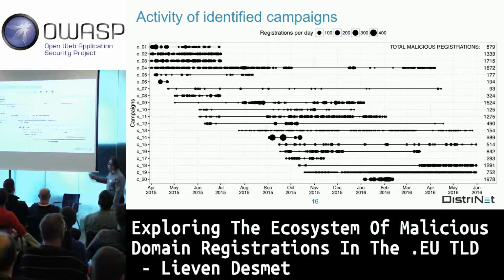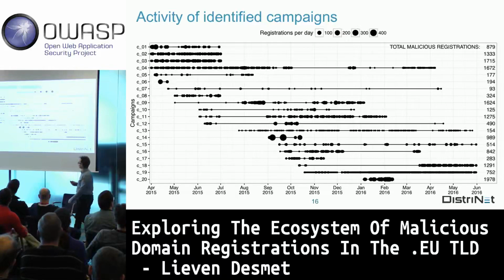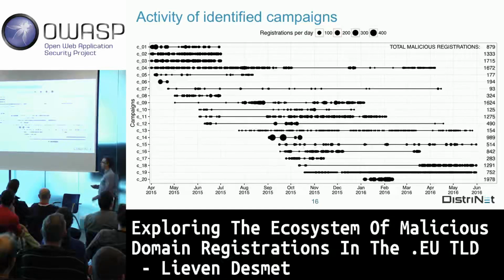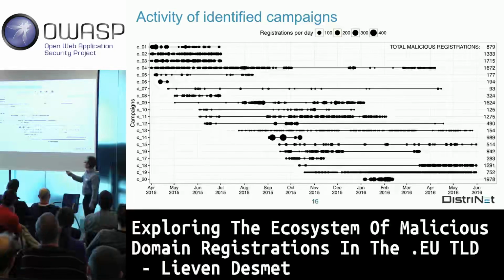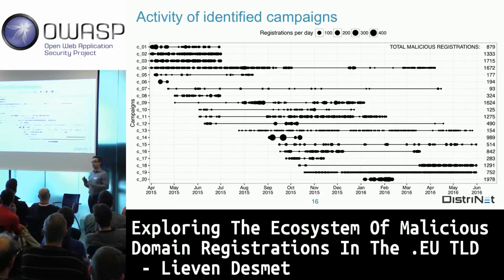We have 20 different campaigns. So these are 20 different selection criteria that we used to isolate a set of registrations potentially coming from the same actor. We see some of them are actually going up to 2,000 registries. Some of them are only about 100 to 120 registrations. And the size of the bullets on the line are the sizes of how intense that campaign was on a day-by-day basis. And you see it goes up to 400 registrations that one campaign can deliver in one day.